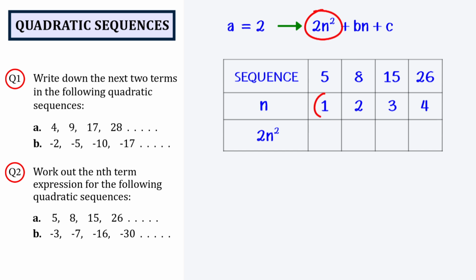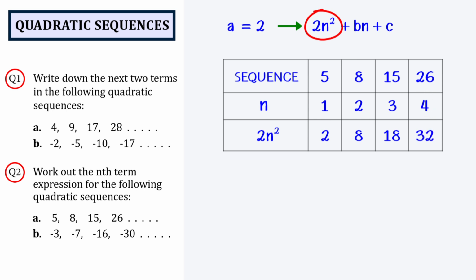And so when n is equal to 1, 2n squared is equal to 2. When n is equal to 2, 2n squared is equal to 8. When n is equal to 3, 2n squared is equal to 18. And finally, when n is equal to 4, 2n squared is equal to 32.